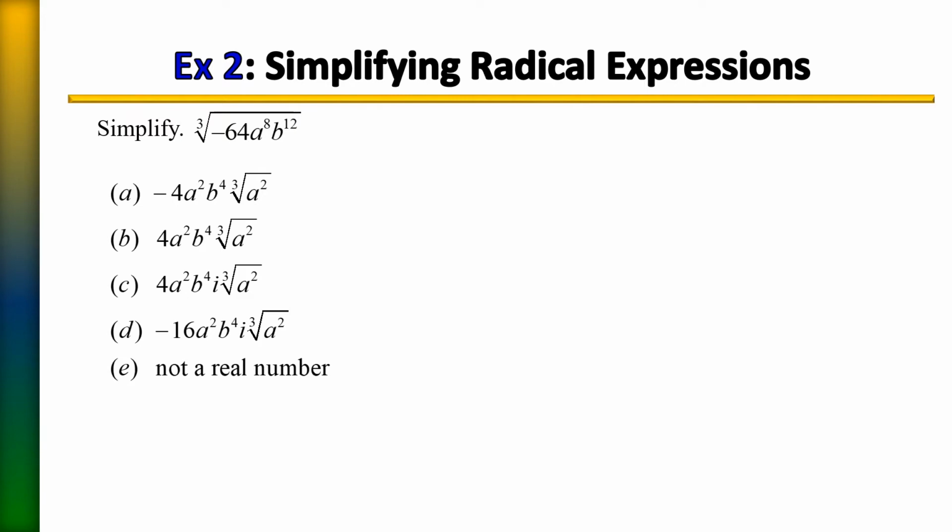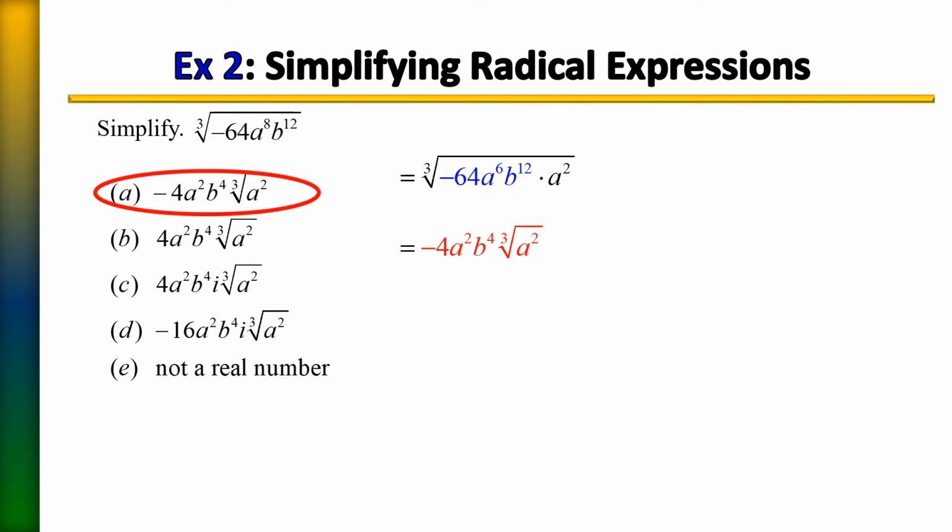You want to think of getting your perfect parts together because you want to solve that perfect part, and it's going to go outside. And the non-perfect, we only have just the a squared is the only thing that's non-perfect. It has to remain underneath the radical symbol. So when we go ahead and solve the perfect part and move it out front, it's going to give us a final answer of -4 a squared b to the 4th power cube root of a squared. And that is answer choice A.